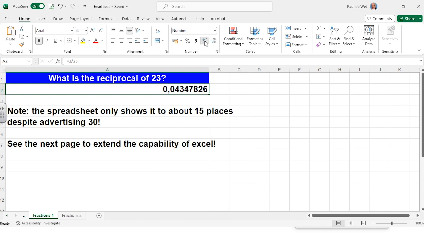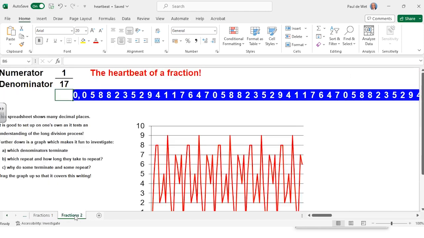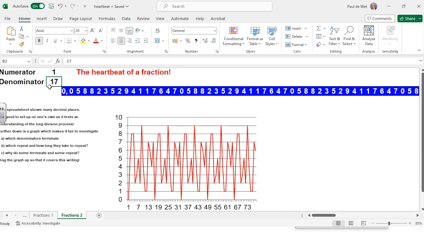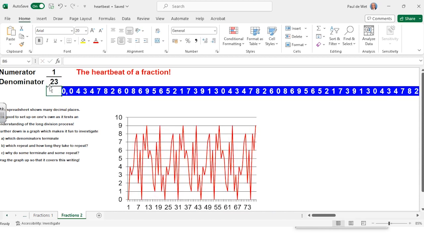If we opt to increase the decimal, eventually Excel tells us that it seems to terminate, but in fact it actually doesn't. On the next page of the spreadsheet, we've got a sort of heartbeat of a fraction where we can type in a denominator. So let's type in 23. And what we'll see is that 23 doesn't terminate, but it repeats. We can see this little kink in the graph over here, and it actually repeats after 22 decimal places.